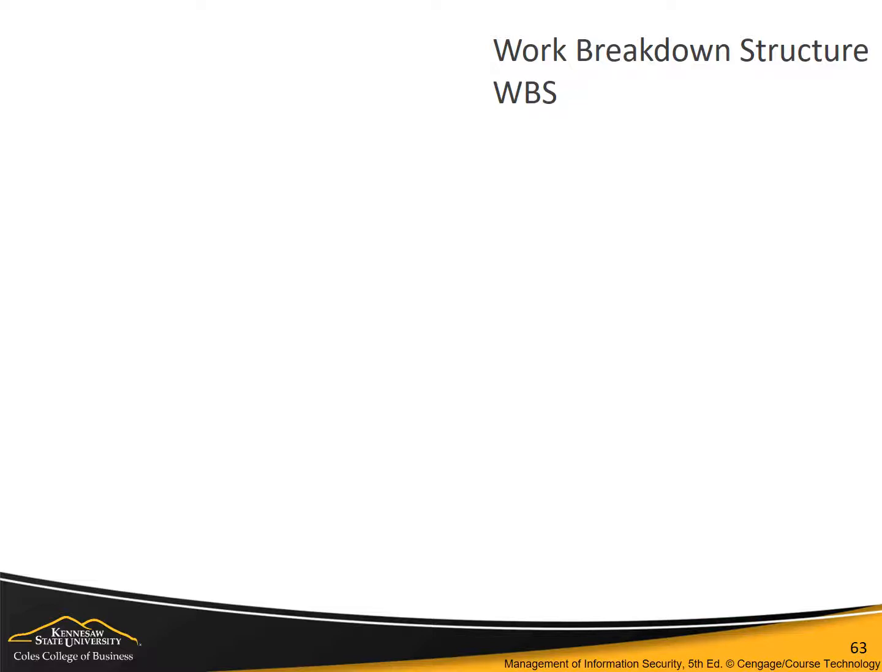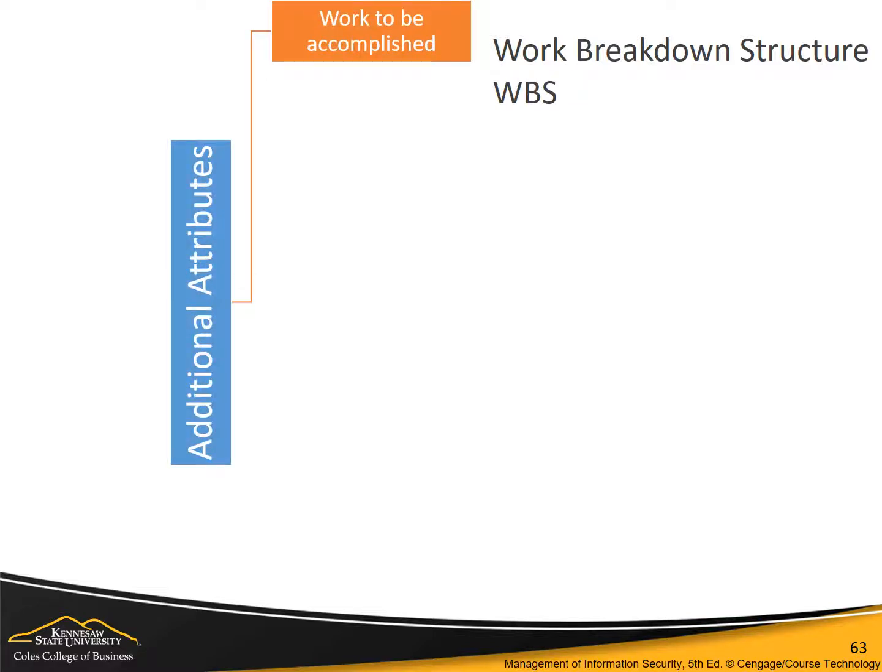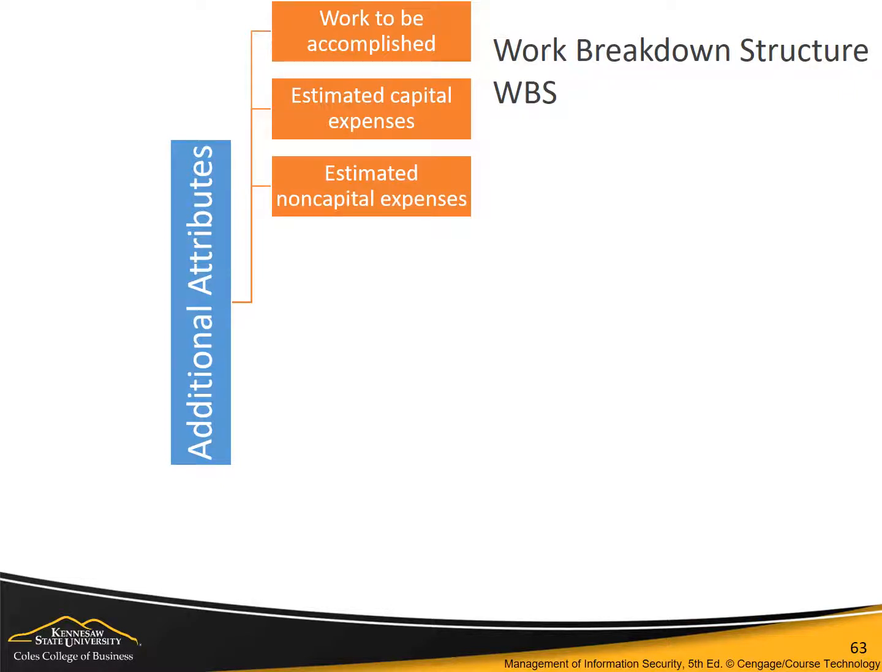As the project plan develops, additional attributes can be added, including the work to be accomplished. The first step in the work breakdown structure is to identify the work to be accomplished in the task or task area. This encompasses both activities and deliverables. Planners need to estimate the expected capital and non-capital expenses for the completion of each task, subtask, or action item. Task assignment according to specific skills.